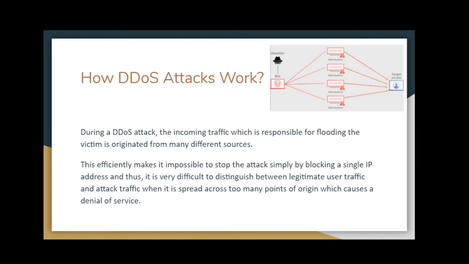So as given here, during the DDoS attack, the incoming traffic which is responsible for flooding the victim originates from many different sources. This efficiently makes it impossible to stop the attack simply by blocking a single IP address, and thus it is very difficult to distinguish between legitimate user traffic and attack traffic when it is spread across too many points of origin, which causes a denial of service. So let's now see the types of DDoS attacks.